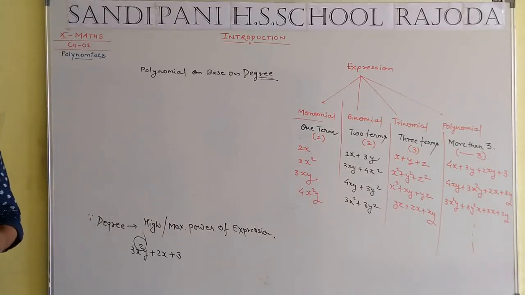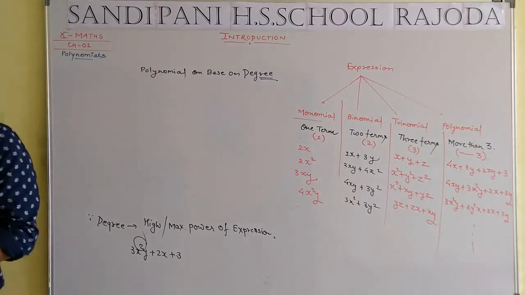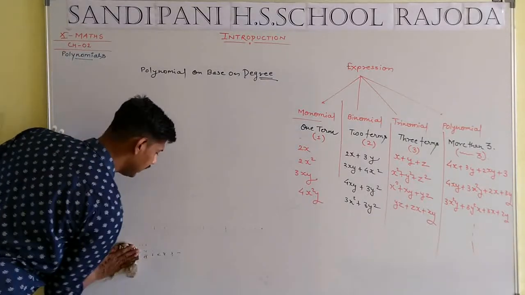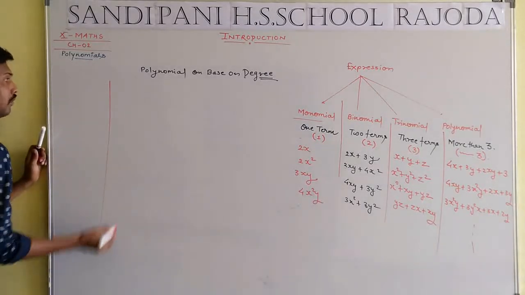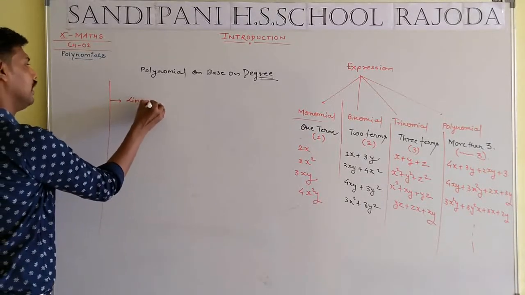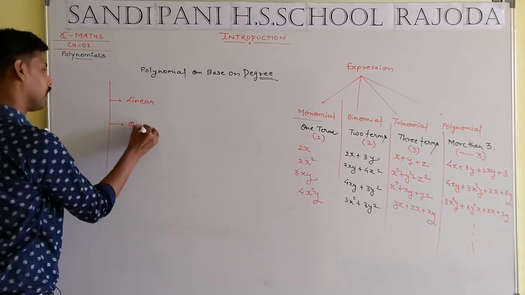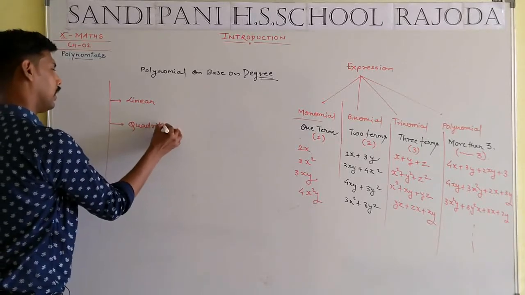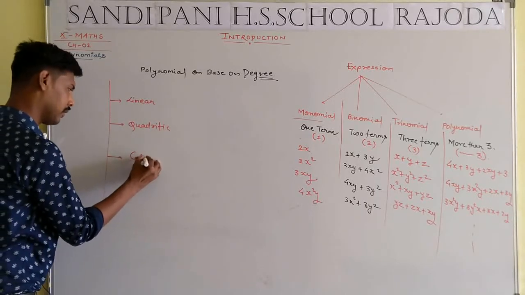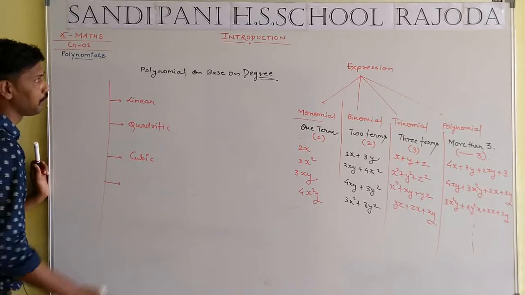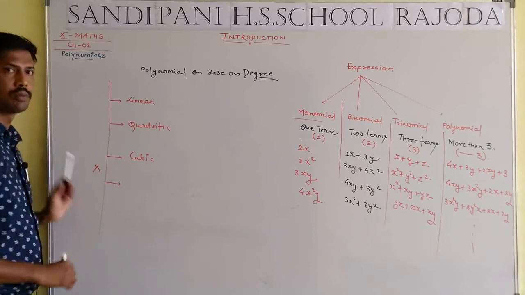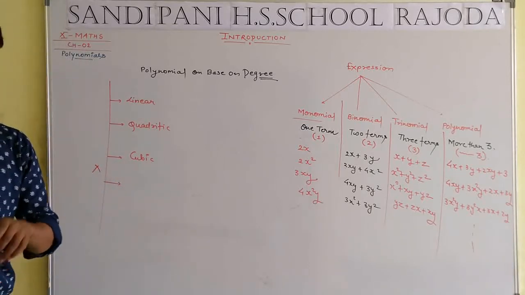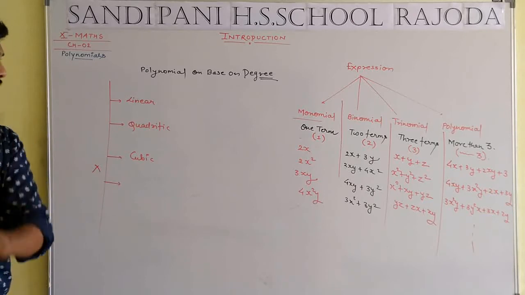On the basis of degree, how many types of polynomial are defined? Polynomials are basically divided into: first, linear; second, quadratic; and third, cubic. These correspond to first power, second power, third power, then power 4, which is not in the syllabus of class 10th, but in class 11th it is known as biquadratic equations.